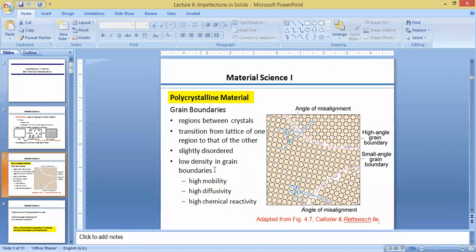So low density in grain boundaries, high mobility, high diffusivity, and high chemical reactivity, all these usually happen where? In the grain boundaries. So even an atom of another metal will usually find space here and come and fuse itself along this boundary. That's what usually happens. Or another metal altogether will come and form right in this boundary.